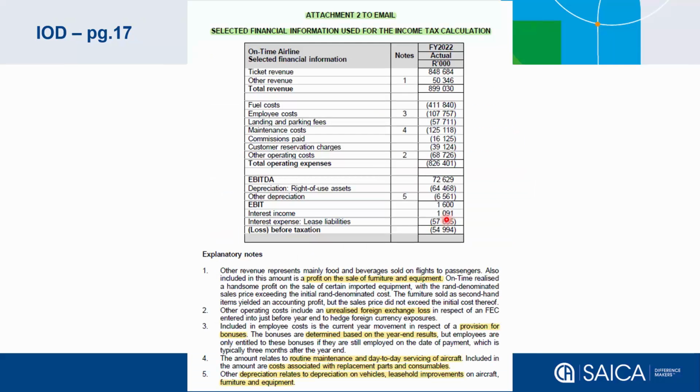When looking at the selected financial information, we see, for example, that further details are provided on certain line items such as other revenue, employee cost, etc. And when considering our other revenue, we see that included in there is a profit on the sale of furniture and equipment, which is an accounting entry, and therefore from a tax perspective, would have to consider whether there has been a recoupment or not, or whether a capital gain or loss may arise on the disposal of the asset. And the same type of considerations would then have to be done for each note or line item that's provided in the selected financial information that has got an impact on a tax calculation for the 2022 year of assessment.